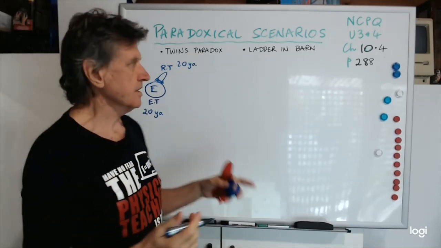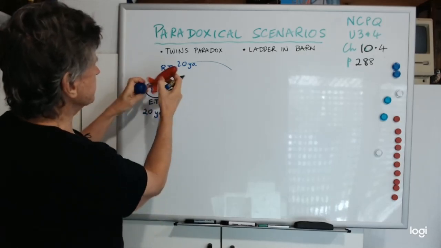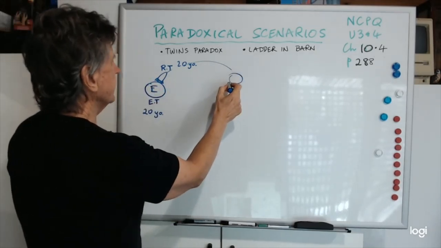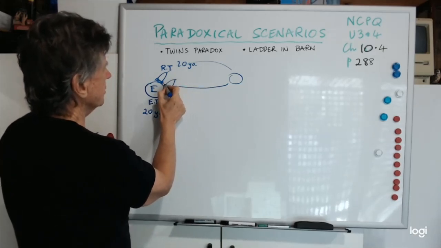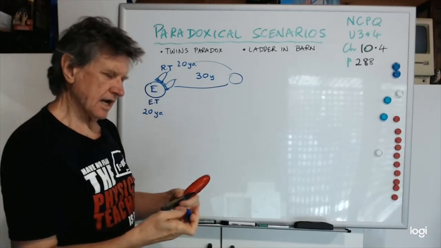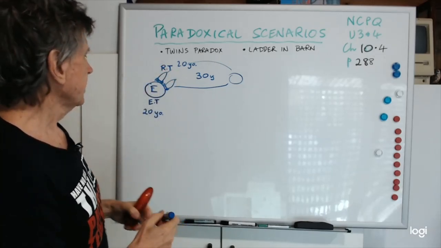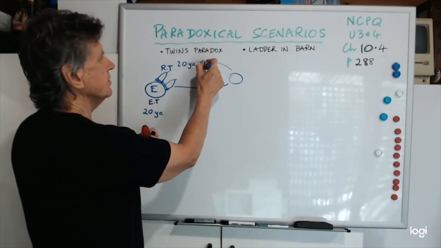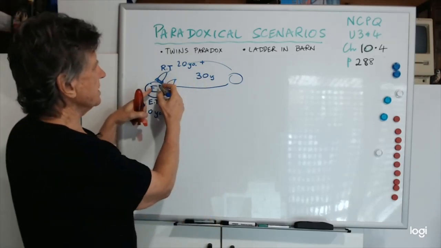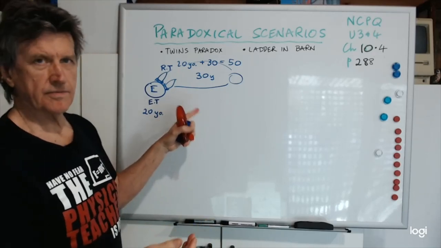Now, the way the paradox goes is this. The rocket ship goes off into space, goes to some place here and then comes back and lands back on the surface of the Earth a total of 30 years later. Now that's according to the traveling twin, the twin aboard the spacecraft. So the rocket twin will say 30 years has passed for that trip. When the rocket twin ends up back on Earth, another 30 years will have passed and he or she will be 50 years old, and they'll look 50.